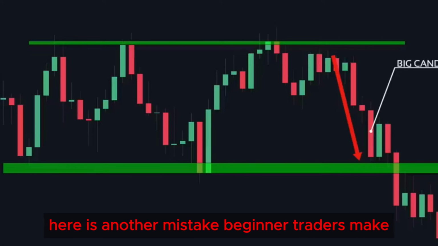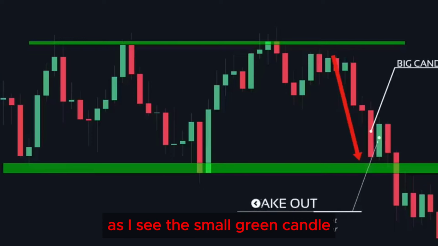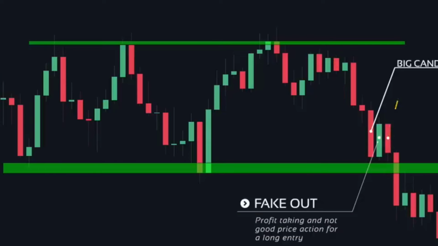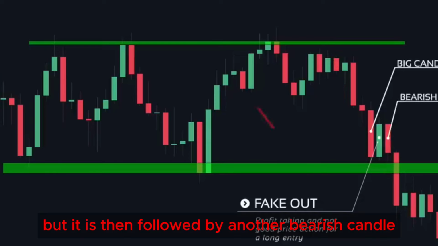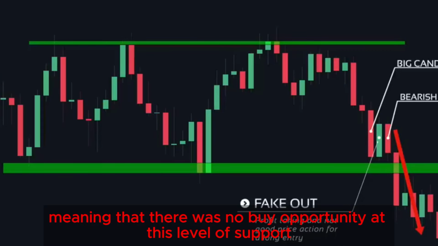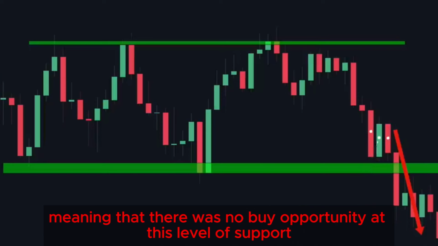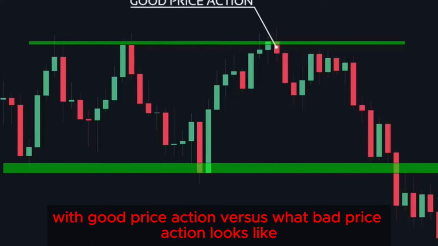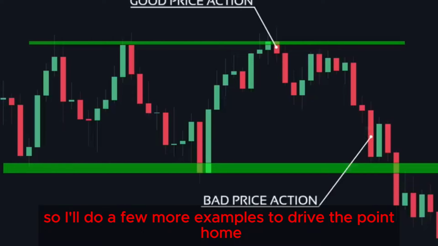Here is another mistake beginner traders make as they see this small green candle, which is just some sellers taking profit. But it is then followed by another bearish candle before breaking right through, meaning that there was no buy opportunity at this level of support. Look at the difference between what a good reversal looks like with good price action versus what bad price action looks like. So I'll do a few more examples to drive the point home.